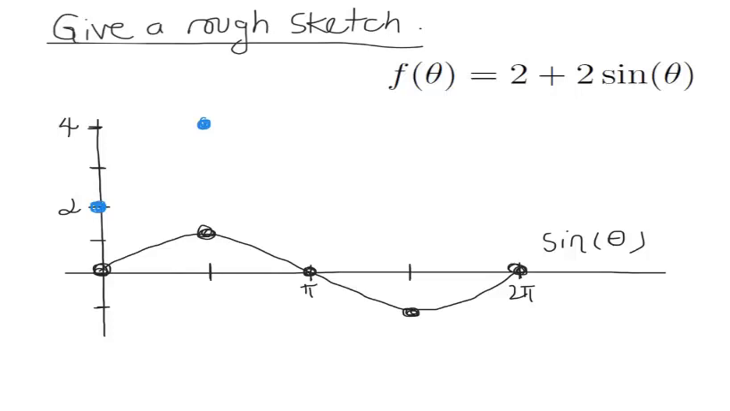Our third one is at (pi, 2), which is roughly here. Then we have (3pi/2, 0). And finally (2pi, 2), which is roughly here. Then we want to connect them with a nice smooth curve like this. And we'll label that as 2 plus 2 sine theta.